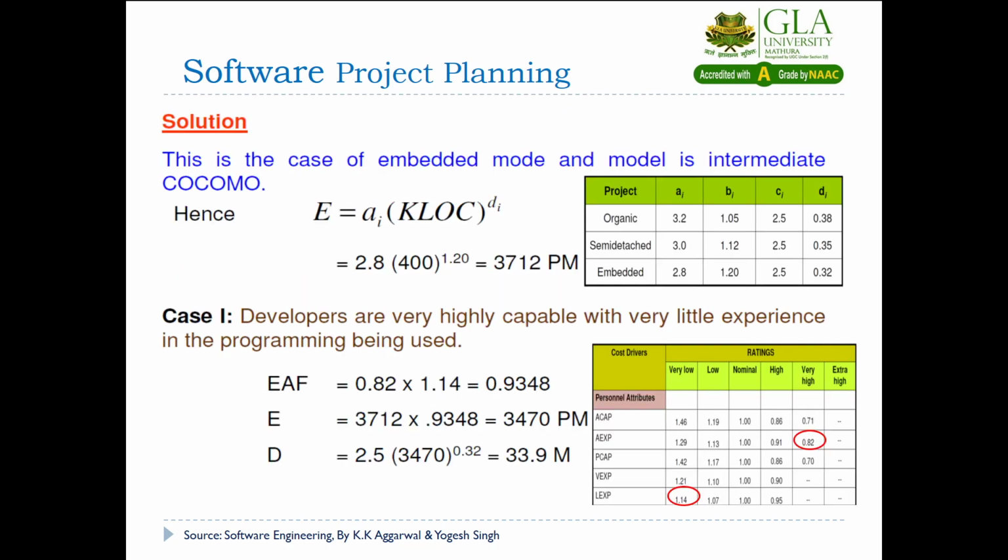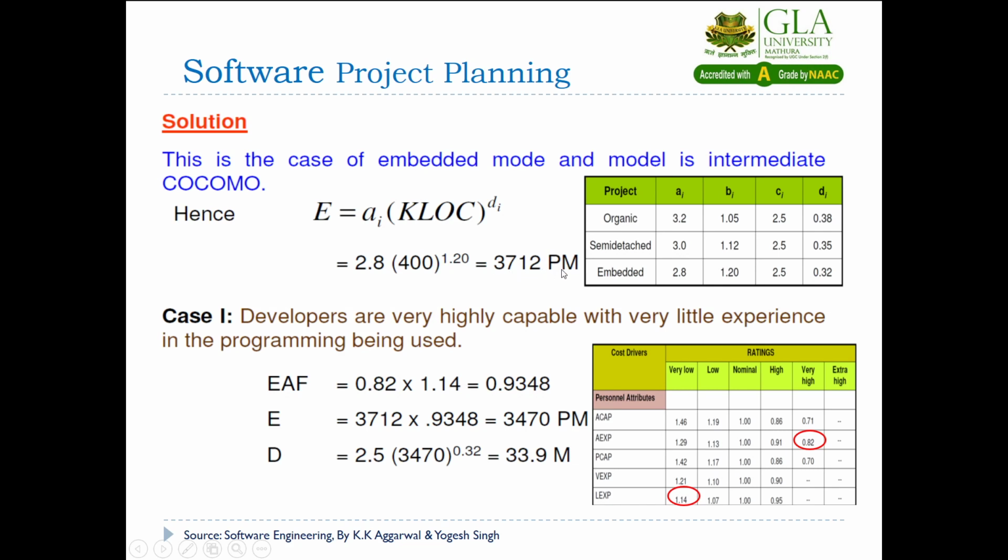So two types of people are there, which one will give you more effort and take less time? Let's see. Here this is the case of embedded mode and the model is intermediate COCOMO. We are learning the intermediate model, and under it we are going to compute the effort and duration for the embedded mode type of project. First you will have E equal to AI KLOC to power D. 2.8 you can take from here for embedded, and 1.20 for the exponent. You put the number of lines of code given, and you will get 3712 person months.